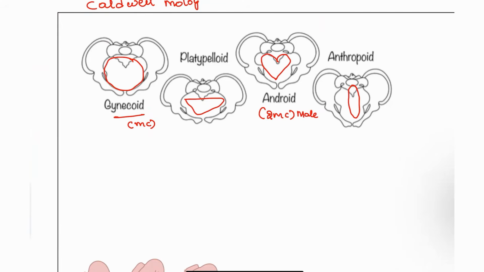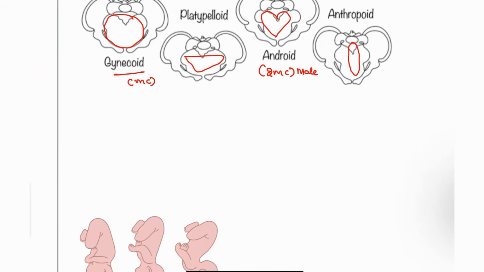Next, we have to take note of the presentations. With gynecoid, most commonly the cephalic presentations are seen, and for the platypelloid, it is most commonly associated with face presentation. Next, android patients, you are going to see the occipito posterior commonly. Next, in the anthropoid type, you are going to see the persistent occipito posterior.